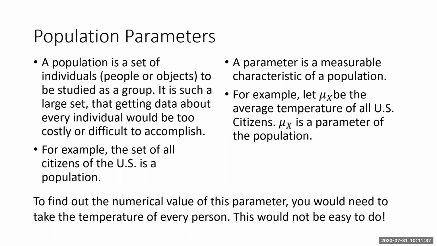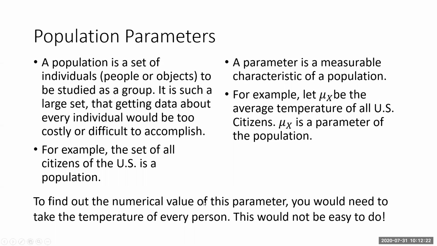And then a parameter is a measurable characteristic of the population. So like the average temperature of all US citizens. That would be a parameter of the population. So in order to find out the average temperature of all the US citizens, to really get it right, you would need access to all of the US citizens. But there are too many of them. You're not going to be able to go out and take everybody's temperature. They wouldn't let you if you tried.